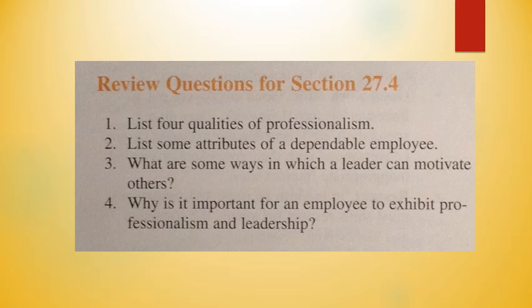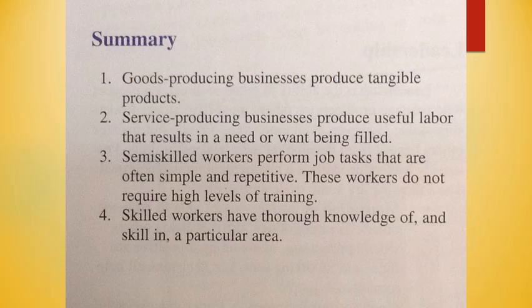Summary. Goods producing businesses produce tangible products. Clear enough. Service producing businesses produce useful labor that results in a need or want being filled. Semi-skilled workers perform job tasks that are often simple and repetitive. These workers do not require high levels of training.